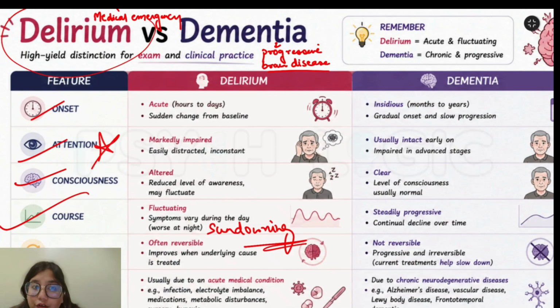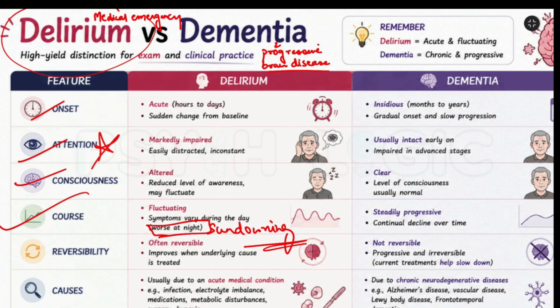Sundowning means that confusion and agitation worsen in the later part of the day. It fluctuates noticeably over shorter periods and especially worsens during the later part of the day, while dementia is slow and steady. It's a progressive decline, gradual in nature.